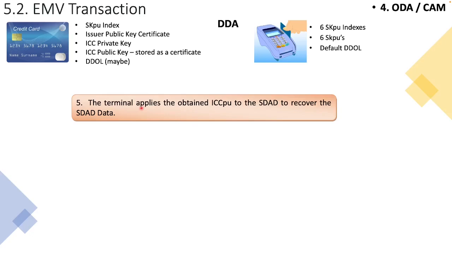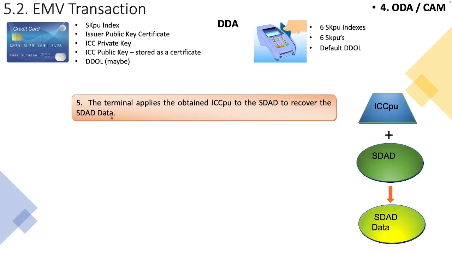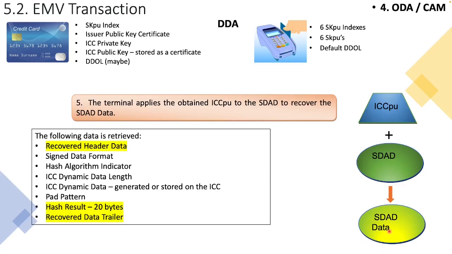Remember we said that the terminal had derived the ICC public key. So it takes the ICC public key and applies it to the SDAD to recover the underlying data. Take the public key, apply it there, and we should have the underlying data. So the following data is retrieved: signed data format, hash algorithm indicator, ICC dynamic data length, ICC dynamic data, pad pattern, hash result, recovered data.